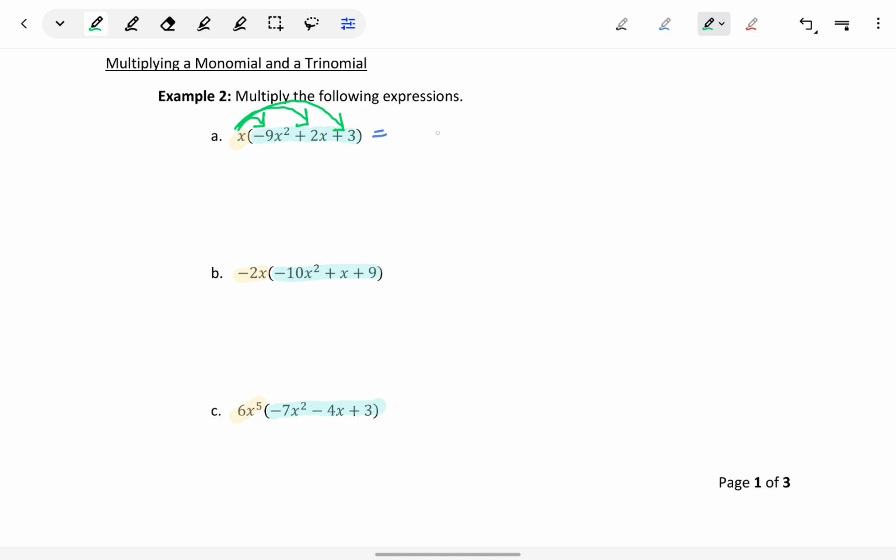Meaning we'll end up with x times negative 9x squared plus x times 2x plus x times 3. So we're taking x times each term in that trinomial, and now we'll just combine exponents. So this will become negative 9x to the third plus 2x squared plus 3x.